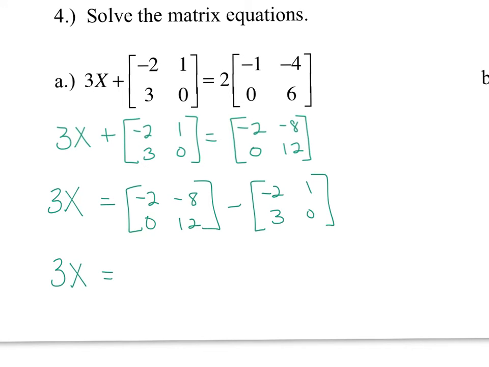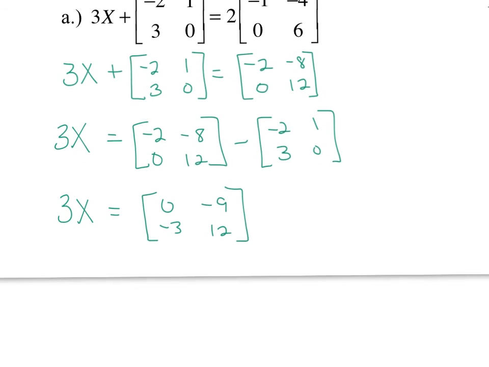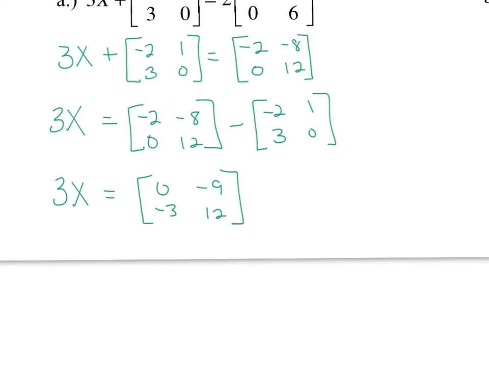When you subtract them, you get 0, negative 9, negative 3, and 12. Now the last step, just be a little cautious: typically you would divide by 3 at this point, but in matrices, we don't really divide by a number. You would have to take this entire matrix and put a division sign underneath it with a 3 under there. What we're going to do instead, which we've done before, is multiply that matrix by a scalar of 1/3.